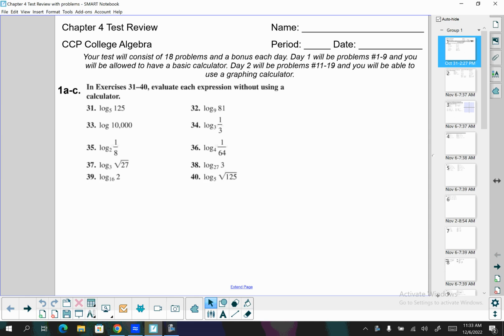You guys are going to have 9 questions, which is questions 1 through 9 that we're going to go through today together. And it's basic calculator only. If you want to practice with the red calculator today, you can. Or if you want to use your graphing calculator, that's fine. But it's basic calculator only tomorrow. And then day 2, which we'll review for on Thursday, is the rest of the questions 11 through 19.